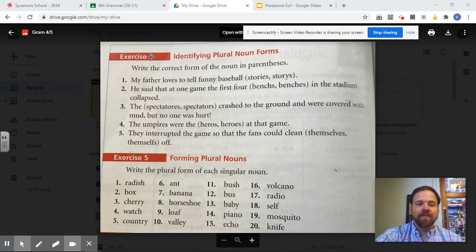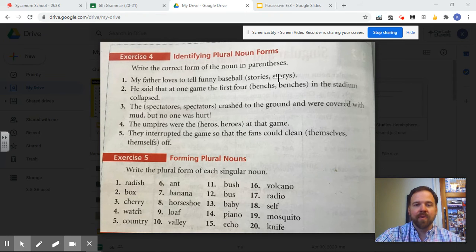So for exercise 4, what I want you to do, again, either on paper or in a Google document, anything like that, you look at the sentence, and then from the sentence, you look at the words here, and you just write the one that is the better spelled word, the one that actually is the correct form. So you don't have to write the whole sentence for these. You can just put number 1 and then choose between the 2. So is it stories, stories, benches, benches, spectators, spectators, heroes, heroes, or themselves or themselves? Okay, so look at those.